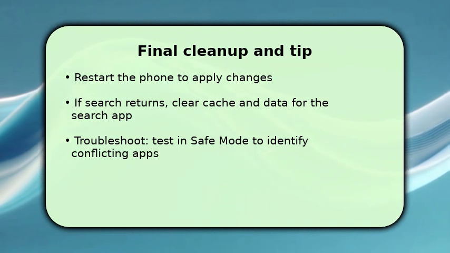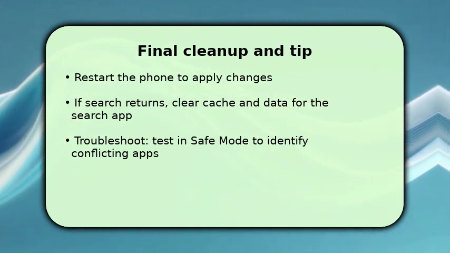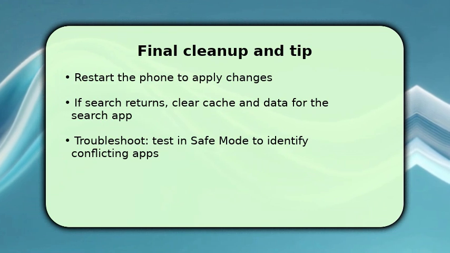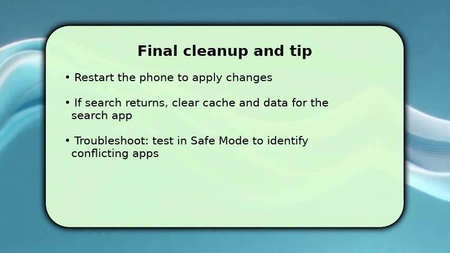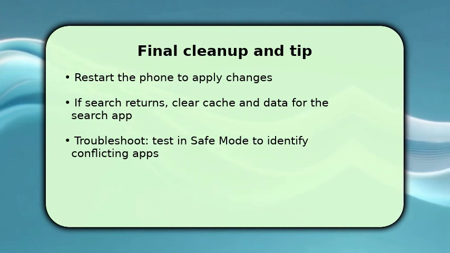If the global search reappears, go back to Apps, open the Search app, then clear cache and clear data. This removes saved defaults that may re-enable it. Make sure to test by swiping the home screen after reboot.